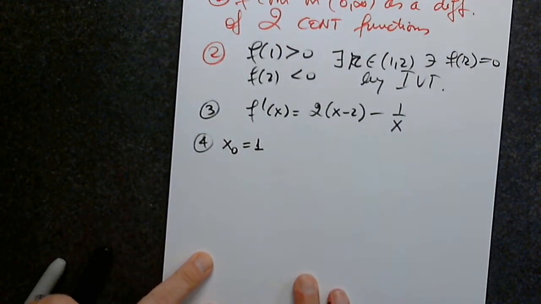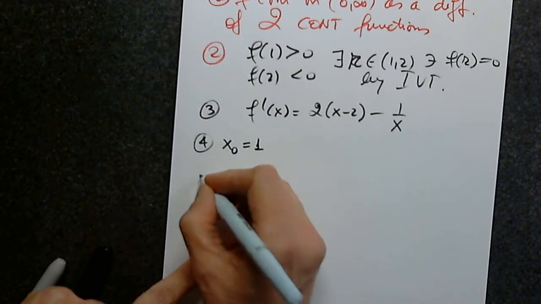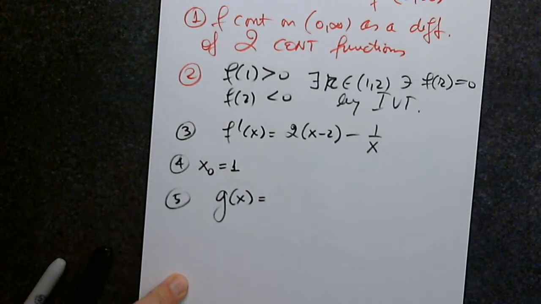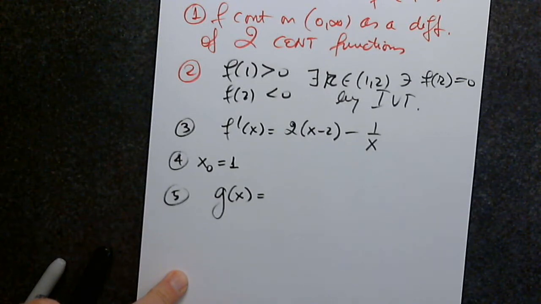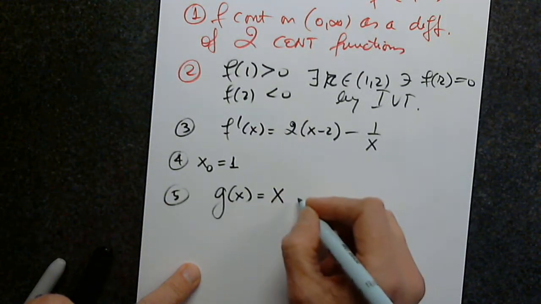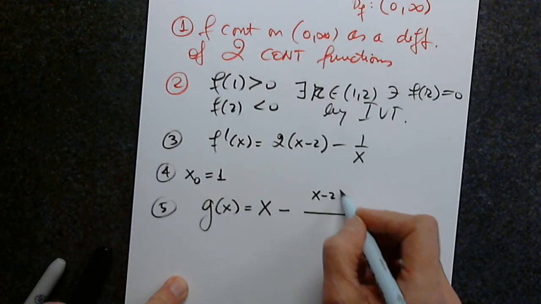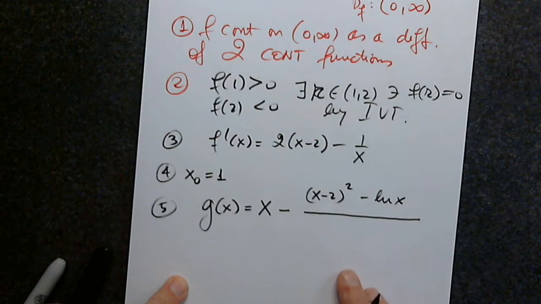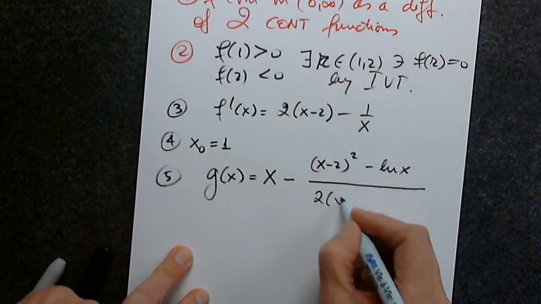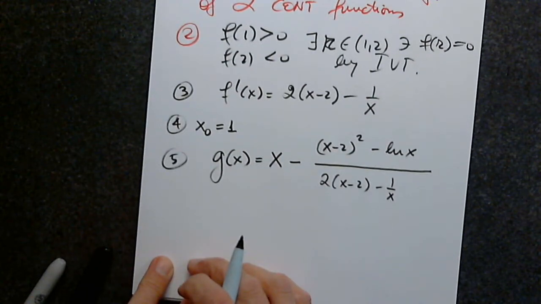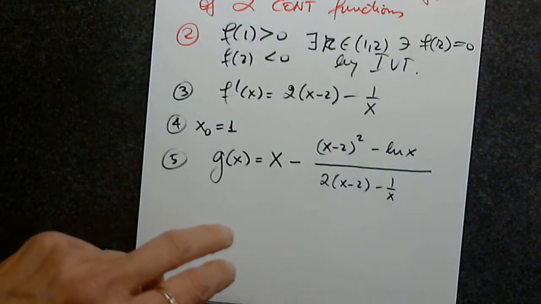So now we will create a function that is Newton's method. I'm going to call it g of x. In step 5, we create a function called g of x, which is Newton's method. You can call it whatever you like, it doesn't matter. You don't have to give it a name at all. So it's x minus, at the top, I copy f of x, and at the bottom, I copy f prime. Why is it x minus? That's Newton's method.